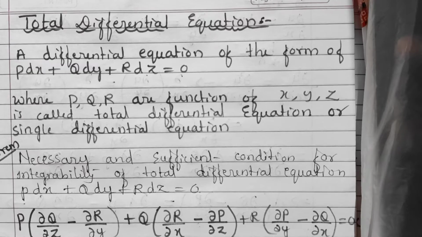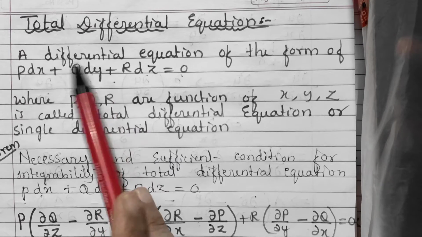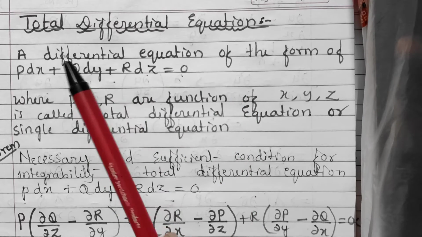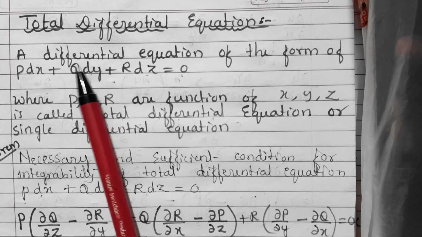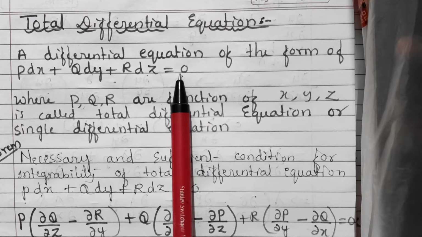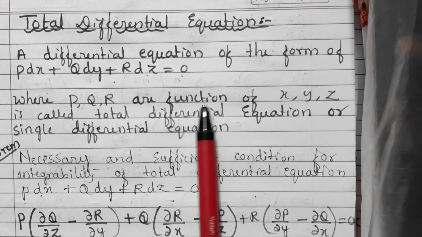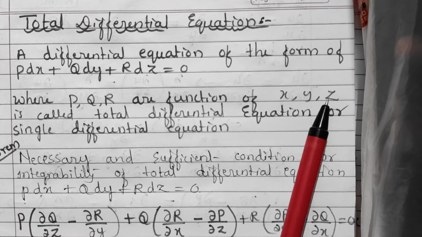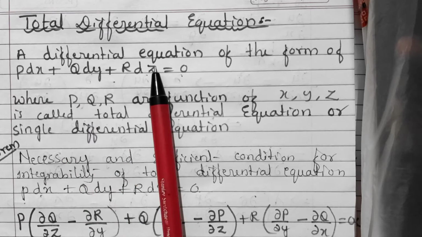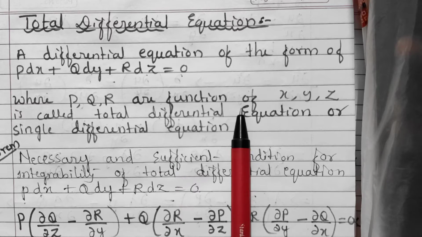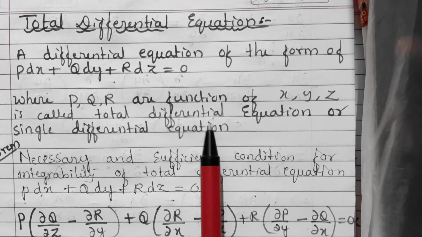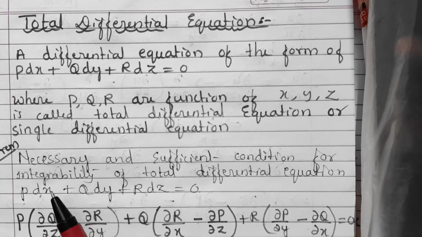Good morning, dear student. See the next point, that is total differential equation, or a differential equation of the form p dx plus q dy plus r dz is equal to 0. So here p, q, r are the functions of x, y and z. P, q, r are the functions of x, y and z is called total differential equation or single differential equation, isn't it?